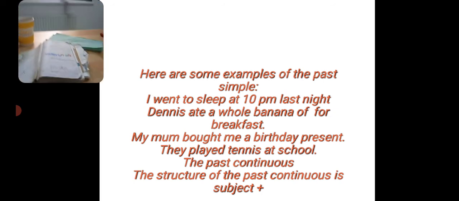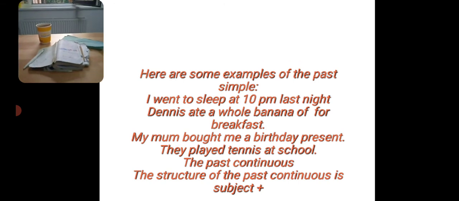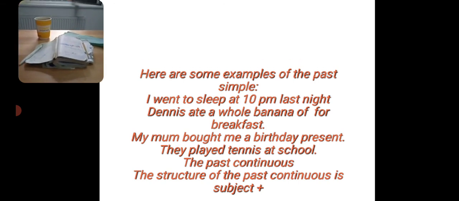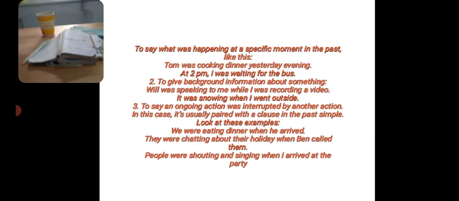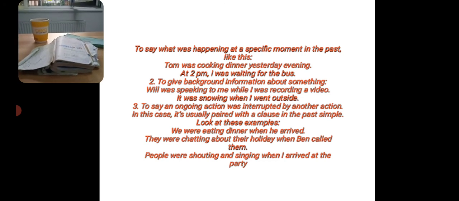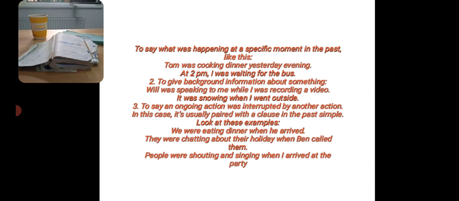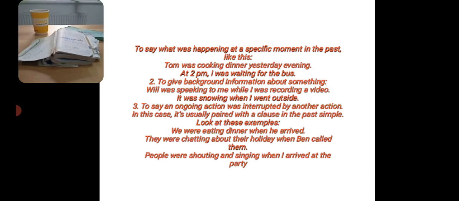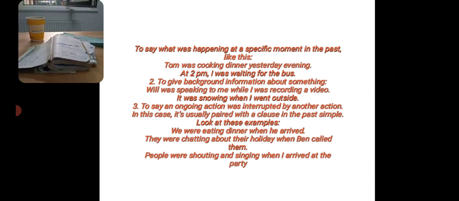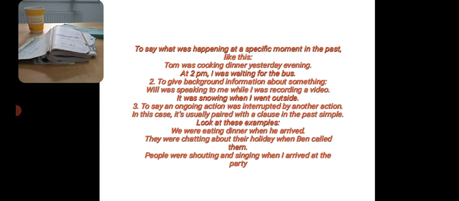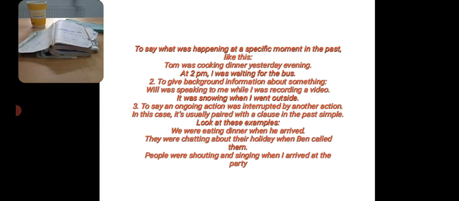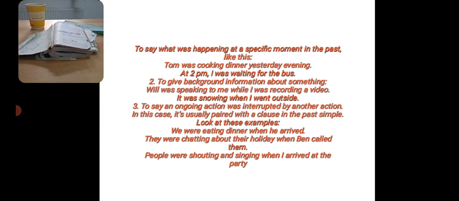The past continuous structure is subject plus was or were plus the verb with the ing form. It is used to say what was happening at a specific moment in the past. For example, Tom was cooking dinner yesterday evening. At 2 p.m. I was waiting for the bus.